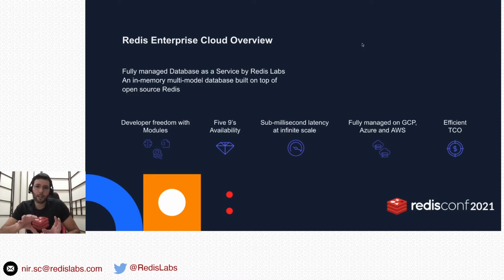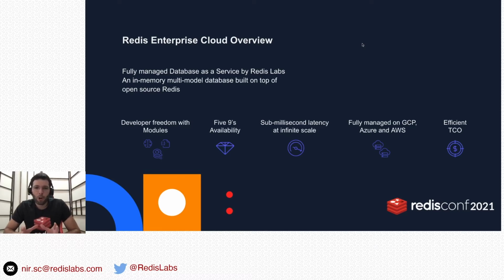And Redis Enterprise Cloud is basically Redis Enterprise in the cloud. It's a fully managed database as a service product. What we do is offload all of the database operations from our customers and provide them with an endpoint that they can then point their application to, to read and write to their database. We also offer a multi-tenancy model, which creates a very efficient TCO model.